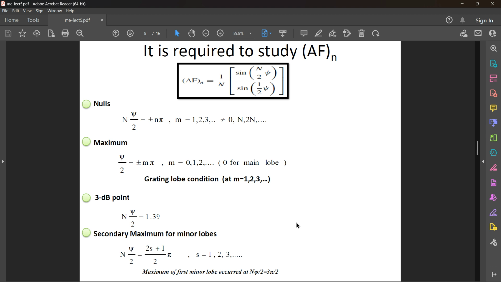And for maximum amplitude, that is the maximum grating, psi by 2 is equal to plus or minus m pi, where m is equal to 0, 1, 2, etc. The grating lobe conditions are considered at m equal to 1, 2, 3. The 3 dB point will be achieved when N psi by 2 is equal to 1.39, and the secondary maximum of minor lobes occur when N psi by 2 is equal to (2s plus 1) by 2 into pi, where s is equal to 1, 2, 3. The maximum of the first minor lobe occurs at N psi by 2 equal to 3 pi by 2.